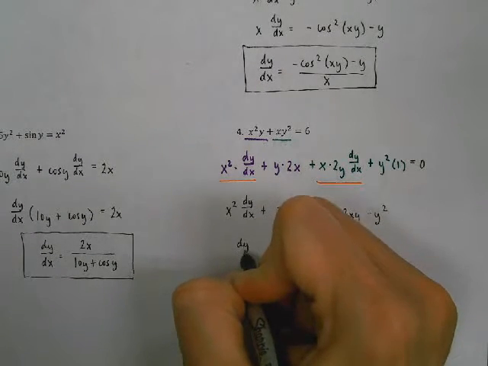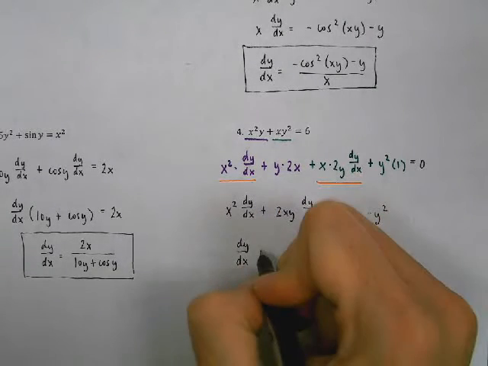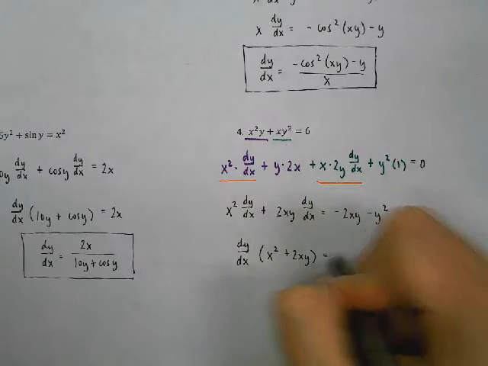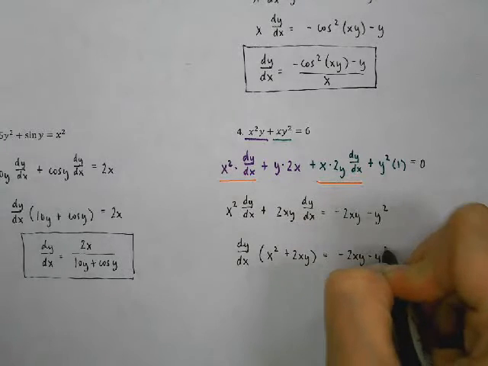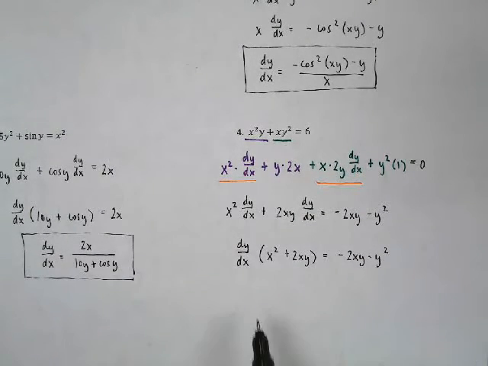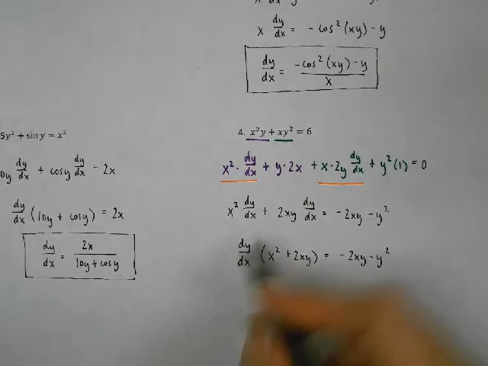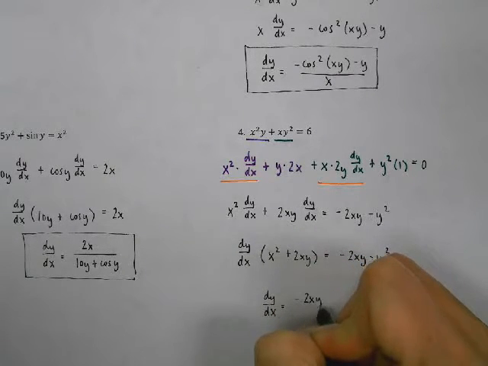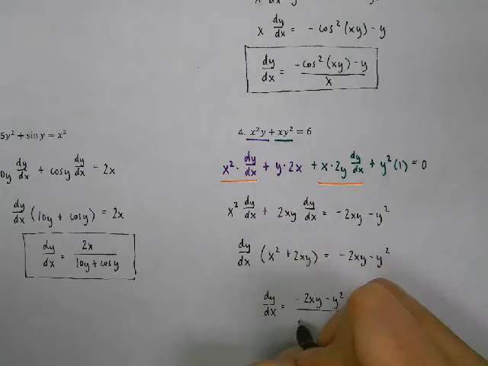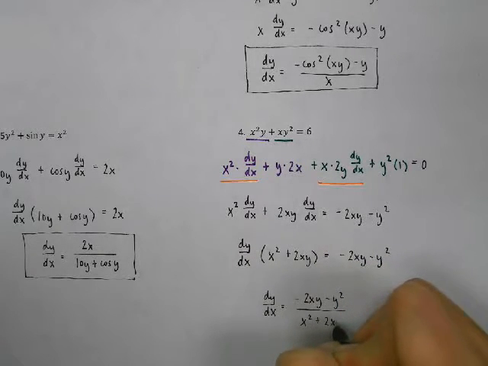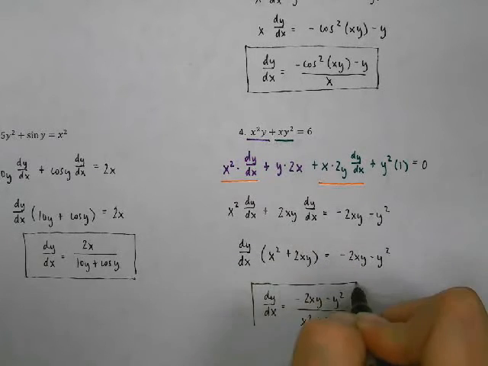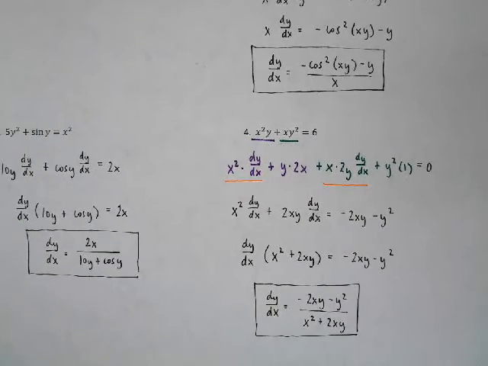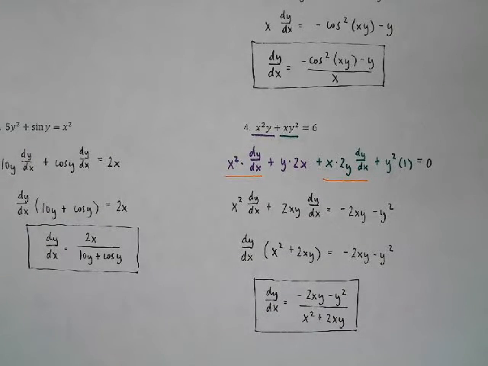So now I can factor out the dy/dx out of both of my terms on the left-hand side. I have x squared plus 2xy in parentheses. I'm going to copy down the right-hand side. And now if I divide both sides by x squared plus 2xy, I will have my derivative. And again here I'll caution you to avoid the temptation to factor out that 2xy because this is addition and subtraction in between and not multiplication. We cannot cancel out that factor.